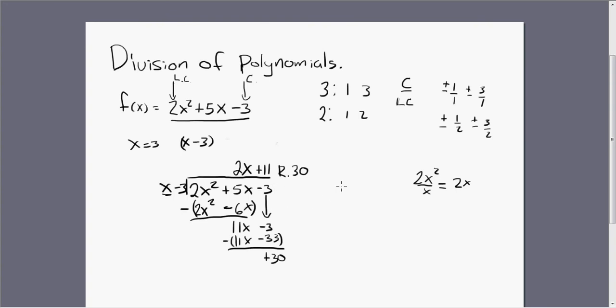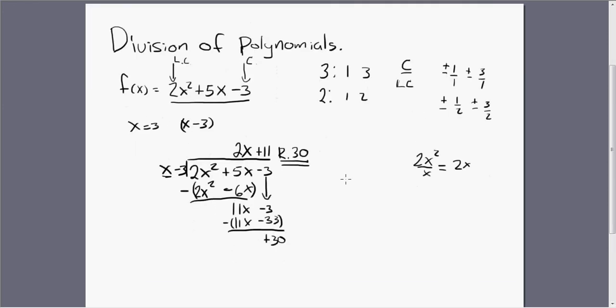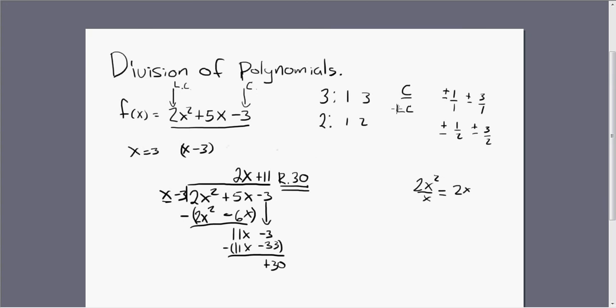This doesn't look good, but this remainder is important, and I'm going to speak about that a little bit later on. So, as you can see, I divided, and I just found out that x minus 3 does not work. So, positive 3 is not a solution.